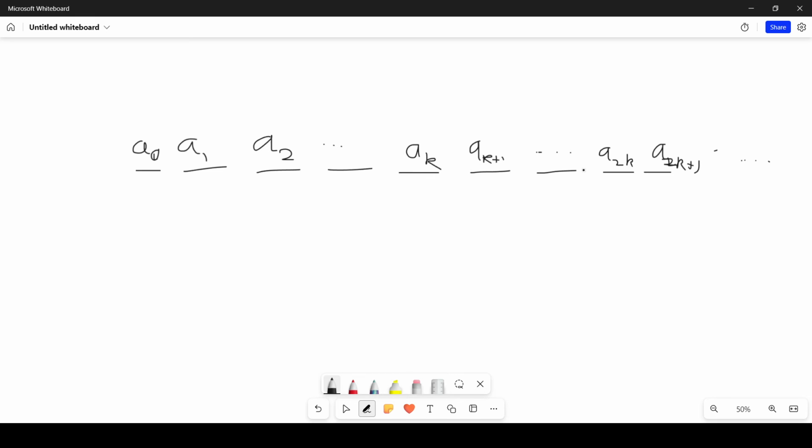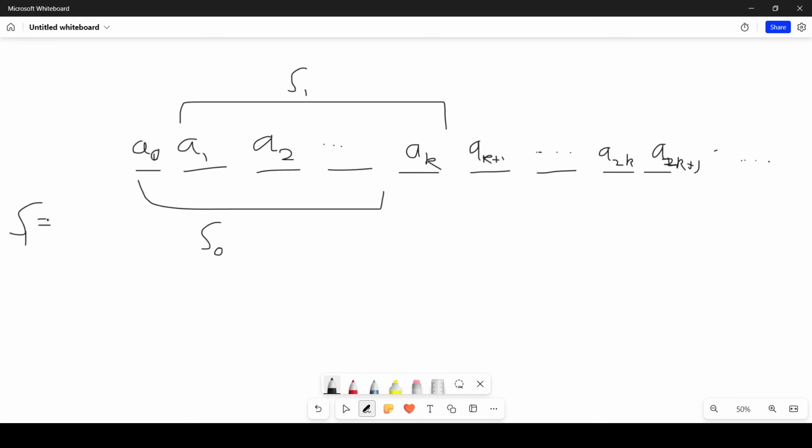So I've just drawn an arbitrary long array. N can be anything, with elements a0, a1, a2 all the way up to a_2k+1 here. Now let's take the first k elements, and say the sum is S0. The second set of k elements, starting from a1, has sum S1. Then S1 minus S0: since this is a permutation, a_k cannot be equal to a0, and everything else is common. Therefore, we can say for sure that S1 is not equal to S0.